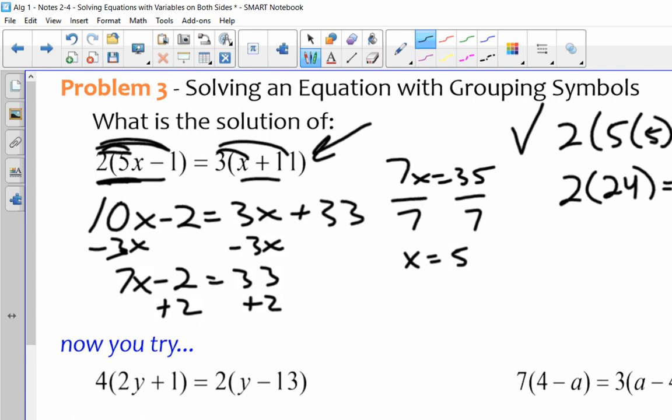5 plus 11, I'm sorry, is 16. So 2 times 24 is 48. And 3 times 16 is 48. So my check worked. Now, really, let's be honest here too. How long did it take me to write that check out? It did not take me very long to prove to myself I got it right.